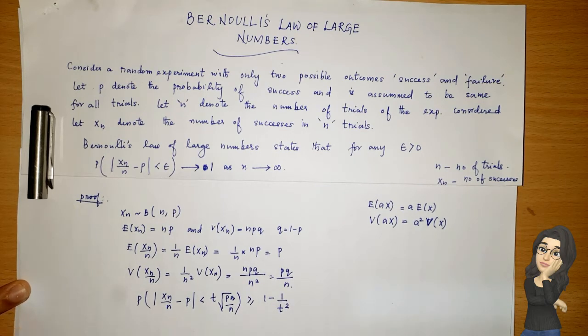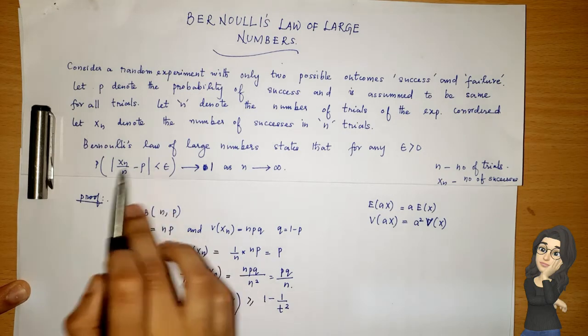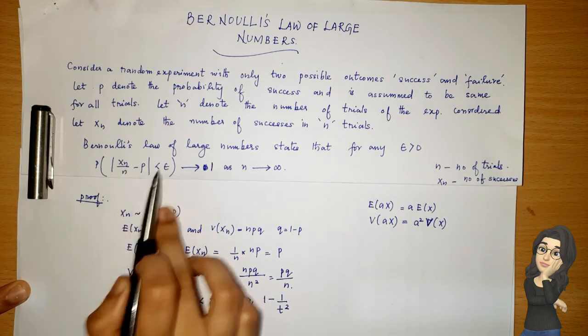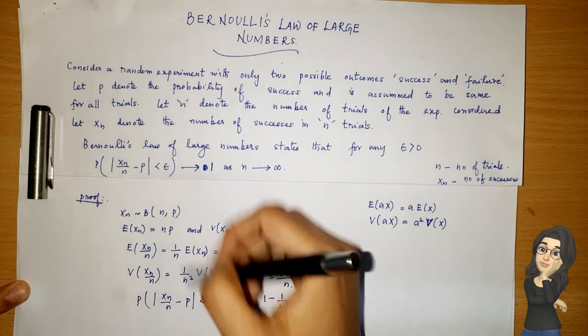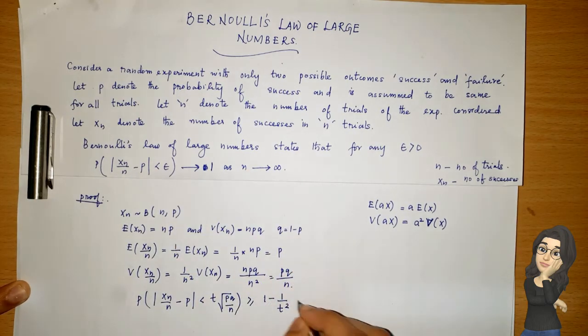Now we know the Bernoulli's law of large numbers, and the left side of this Bernoulli's law of large numbers can be equated to this equation. So from there, I'll get t into root of pq by n is equal to epsilon.